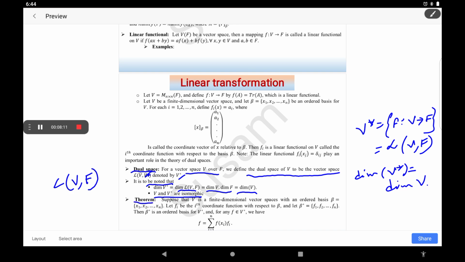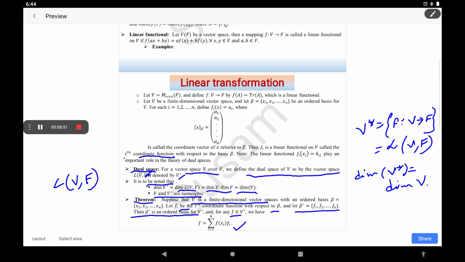Theorem. What does it say? Suppose that V is a finite dimensional vector space with an ordered basis beta. Let f_i be the ith coordinate function with respect to beta. Let beta star be f_1, f_2, up to f_n, the set of these ith coordinate functions. Then beta star is an ordered basis of V star, and for any f in V star, we can write f like this.